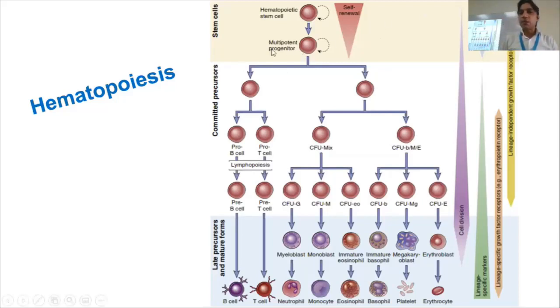Once it becomes like a hematopoietic stem cell, it is still capable of self-renewal, and after that it will produce two progenitor cells. They are called committed precursors. It's still a general term, committed precursors. That means now they are destined to become a few types of cells.